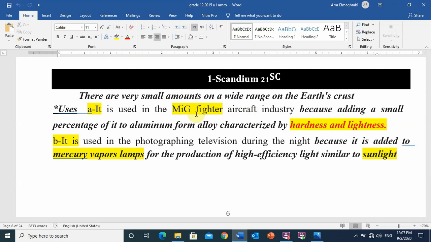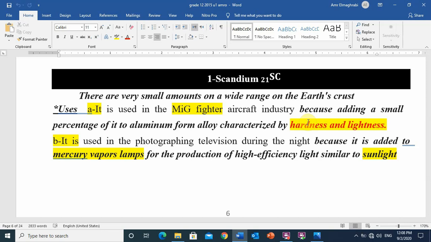Because of that, it has to be made from a certain alloy, a mixed metal that is very hard and very light. This alloy consists of aluminum, of course. Most airplanes are made of aluminum. But we add a small amount of scandium, because scandium added to aluminum makes it hard and light. So the first use of scandium is in making the MiG fighter, which is made of aluminum with a small part of scandium. This makes it hard and light.